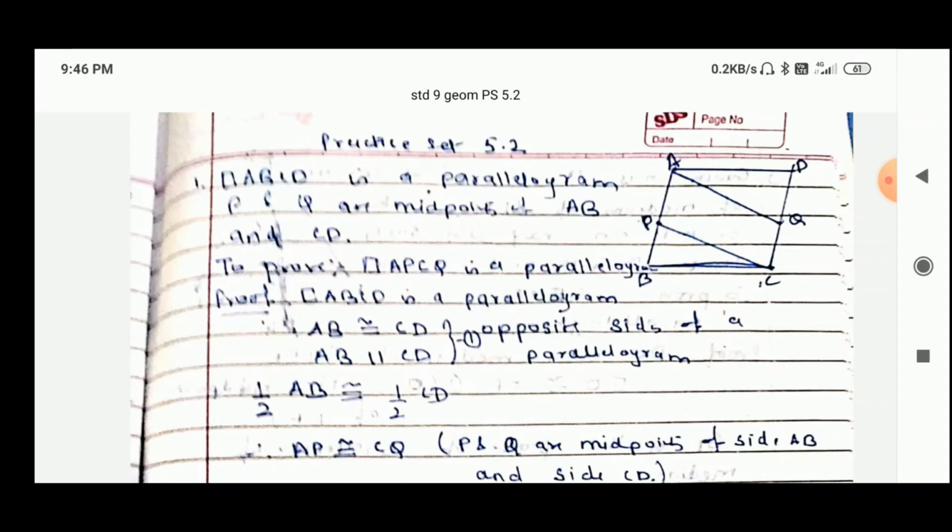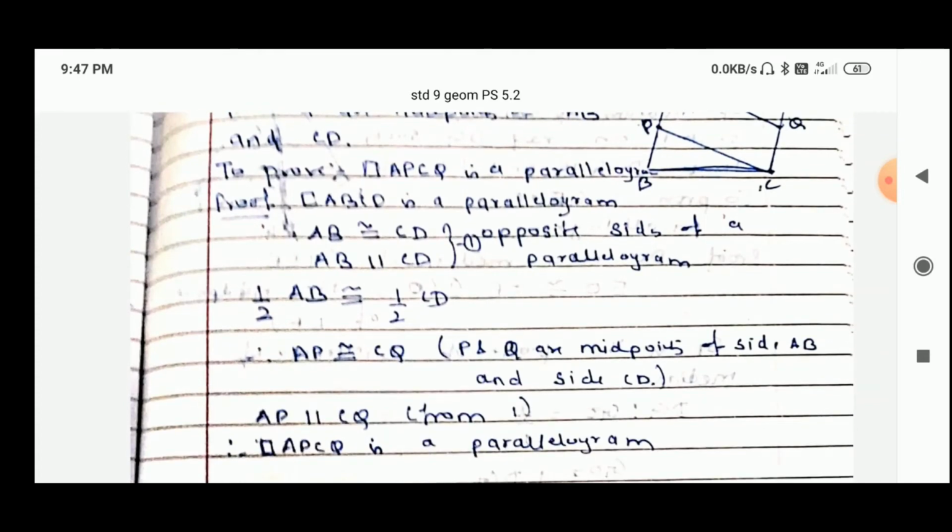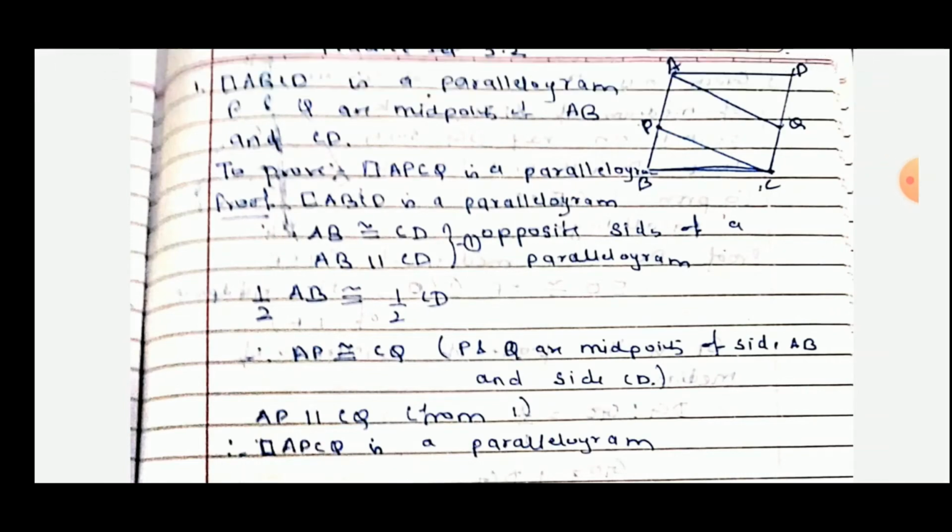Now, quadrilateral ABCD is a parallelogram. So, therefore, segment AB is congruent to segment CD and AB is parallel to CD. Opposite sides of the parallelogram are parallel as well as congruent. Now, half of AB is congruent to half of CD. So, therefore, AP is congruent to CQ, that is, P and Q are the midpoints of side AB and side CD.